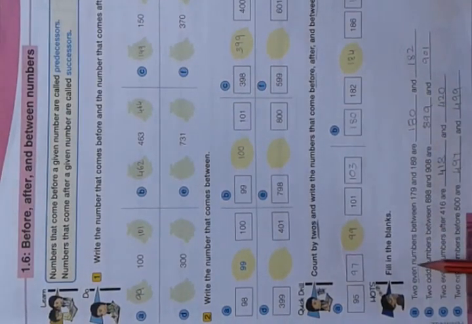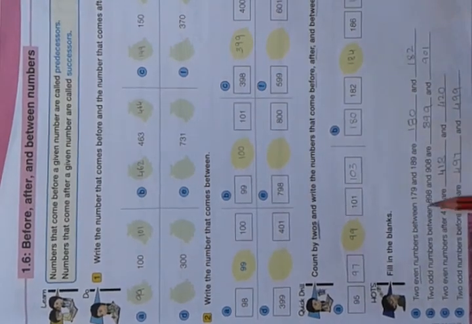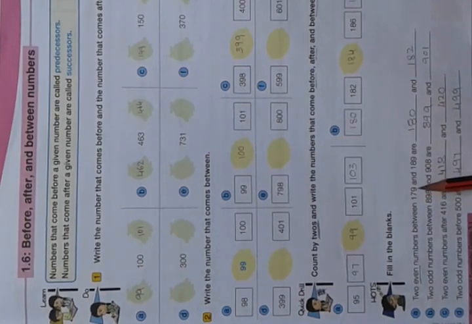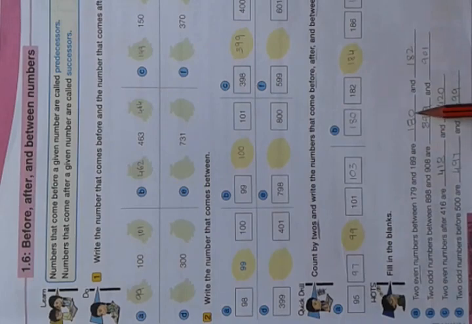Even numbers. We have to find 2 even numbers between 179 and 189. What are the even numbers? 0, 2, 4, 6, 8 are even numbers. Okay. So see here, 179. After that we will get 180. It has 0 in the ones place. So this is an even number.